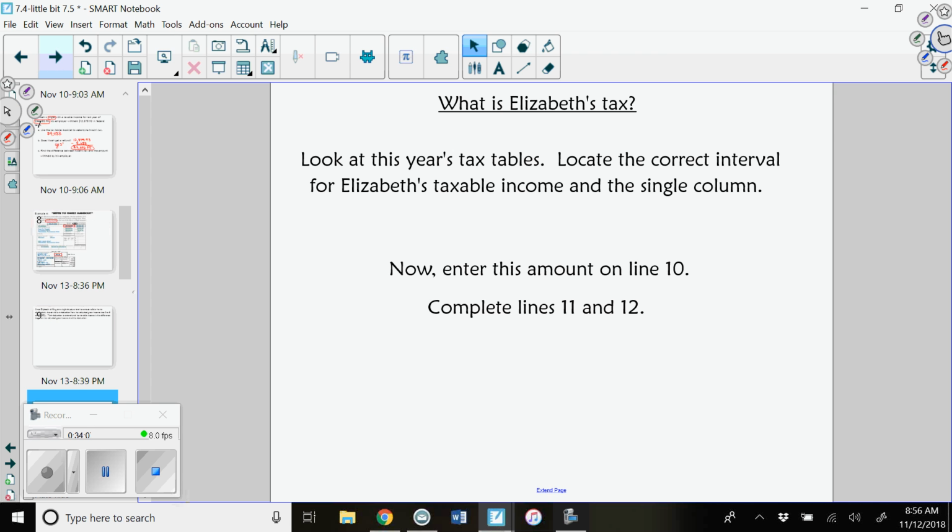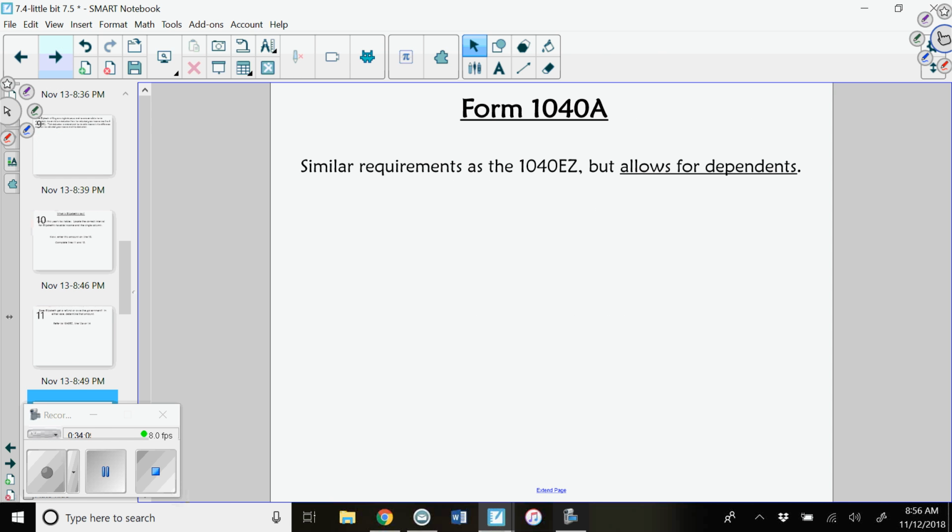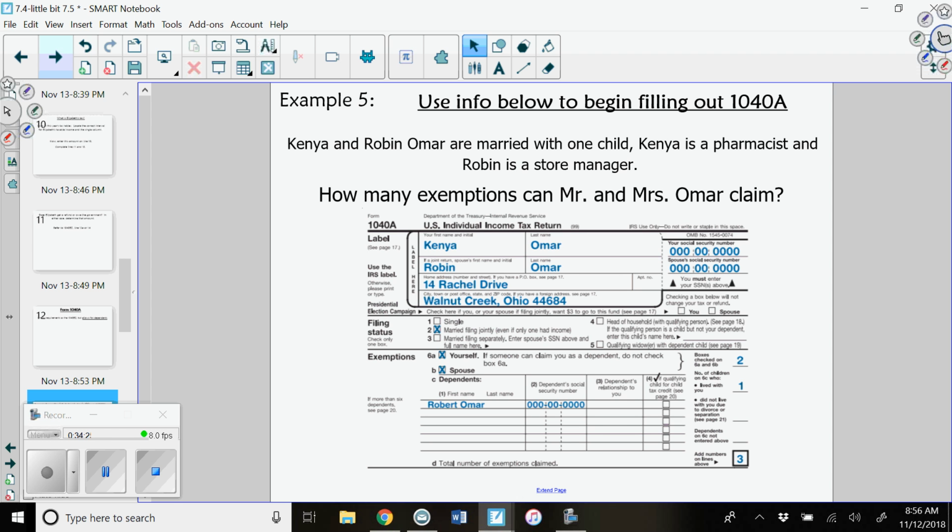Okay. So we went ahead and did all of that already through Elizabeth. So now let's look at the 1040A. It's very similar to the 1040 Easy, but it allows for dependents. So if you have children, this would be your form, if you're trying to get the easier form. So the 1040A just allows you to have dependents if you have kids. All right, so use the info below to begin filling out the 1040A.